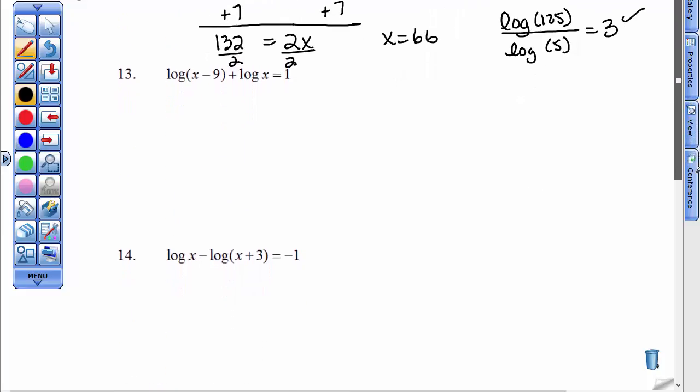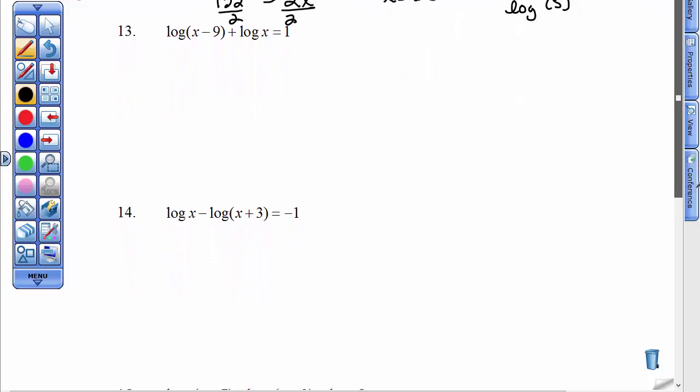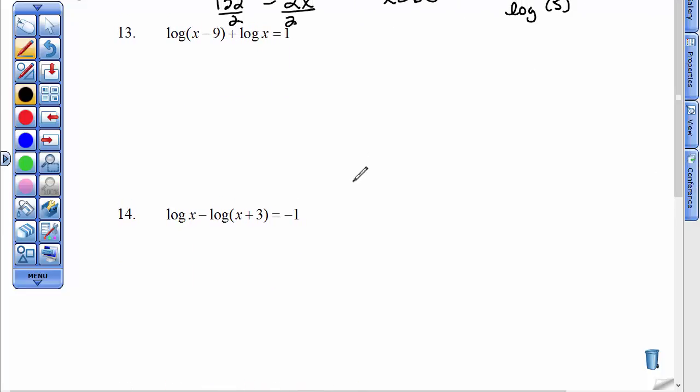A few more. After I do this one, you might pause and go ahead and try the next few on your own. So see this plus sign right here? That means I want to write this as a single logarithm, but as products. So it'll be the log of the x times the x minus 9. So I put this x in front because it's easier for me. I'm going to have to call that x squared and then a minus 9x in a minute.